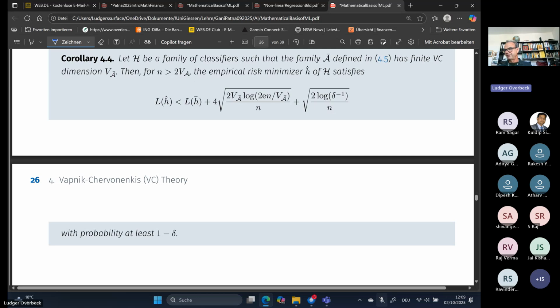That's now the formulation: if you have a family of classifiers such that the VC dimension of the acceptance sets A bar is finite, and then we need at least as many data as twice the VC dimension, then the empirical risk minimizer H satisfies that the one you calculated actually. This, again, you do by stochastic gradient descent or backpropagation, whatever. That's the empirical minimizer. And it's close to the optimal. Let's say that's your error tolerance.